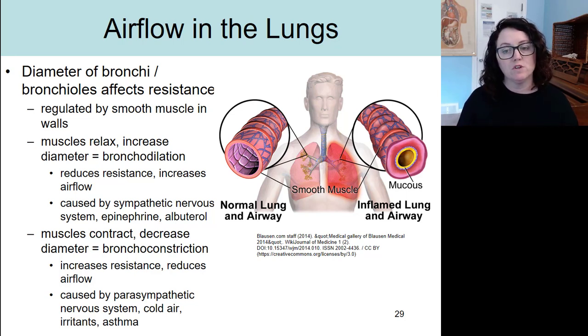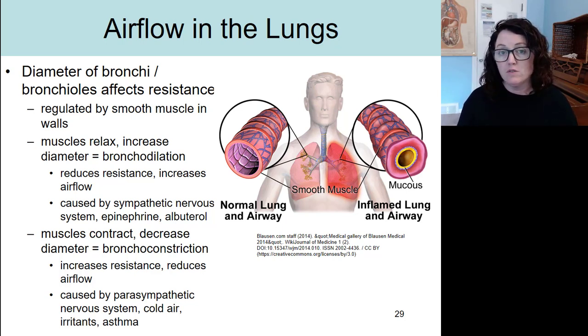When those smooth muscles contract, as I said before, they decrease the diameter of the tube, and this is what we call bronchoconstriction. Bronchoconstriction will increase resistance and reduce airflow. This can be caused by the parasympathetic nervous system. The parasympathetic nervous system is activated when we're at rest, and when we're at rest, we don't need to increase that airflow to our lungs, so we'll have some bronchoconstriction that will occur.